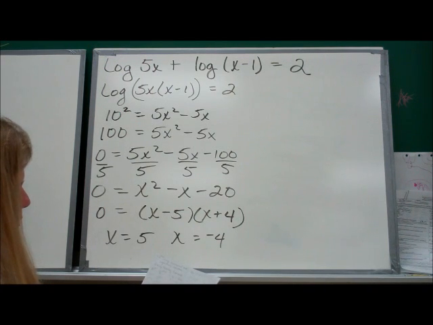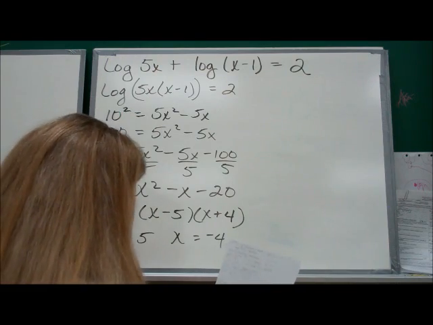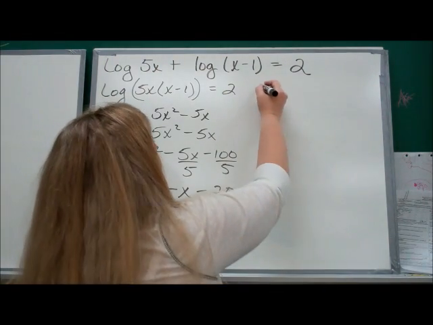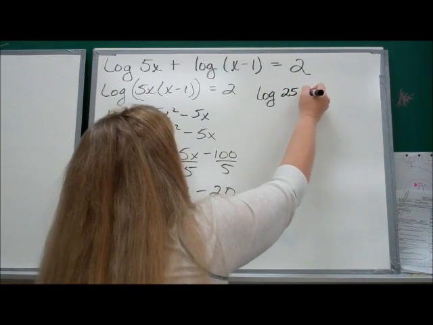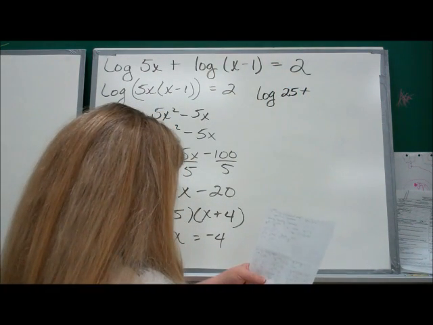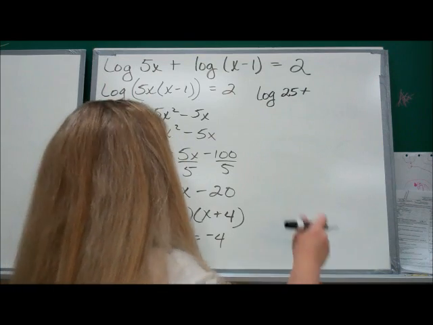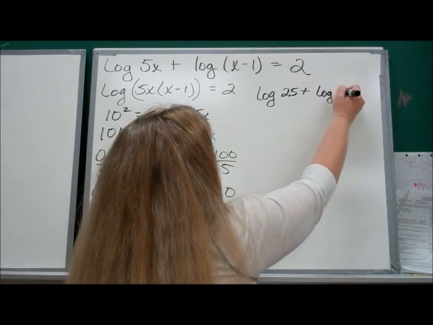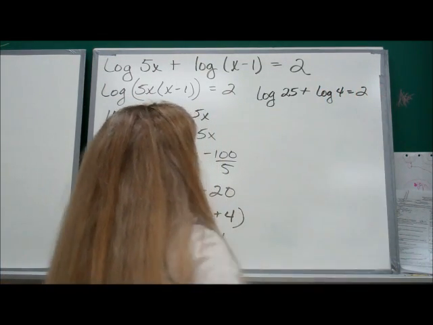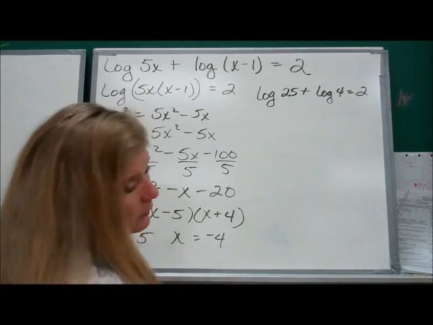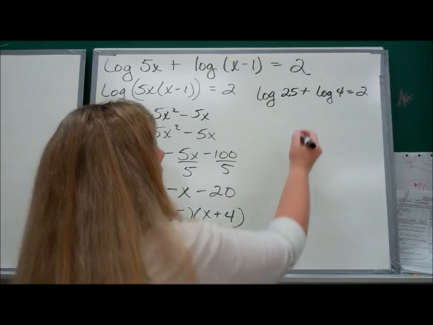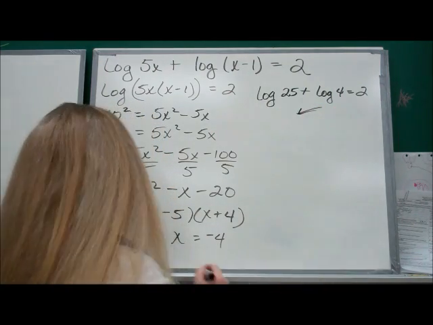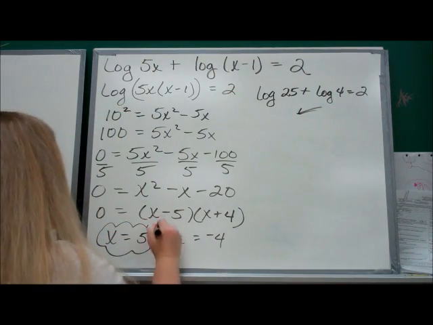So when we check, let's check the 5 first, just because I did that one first. So the log of 5 times 5, that's 25, plus the log of 4. Does that indeed equal 2? Use your calculator. Common logs, use your calculator. Check, it does, so 5 is definitely an answer.